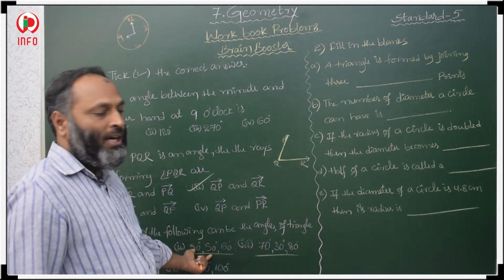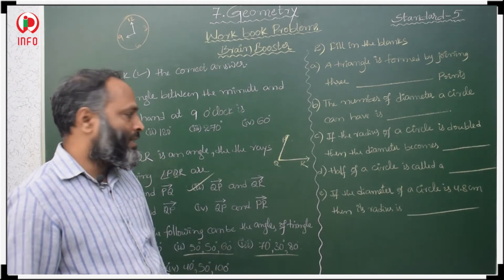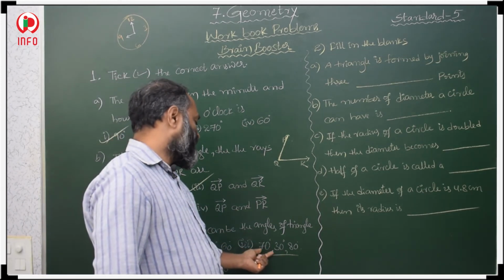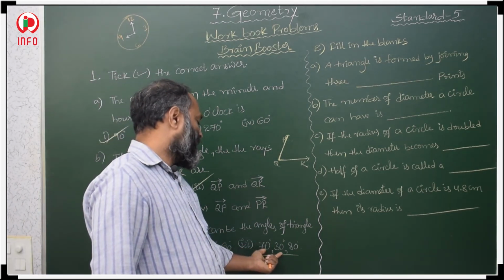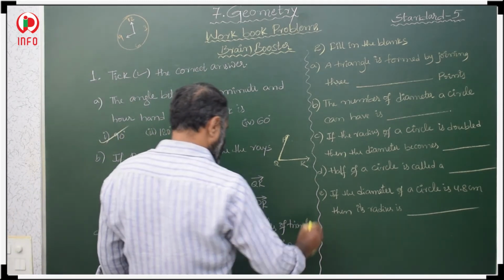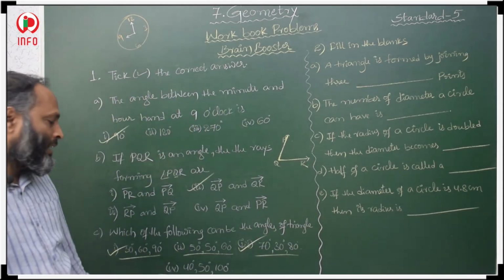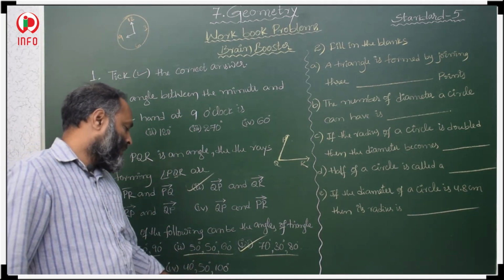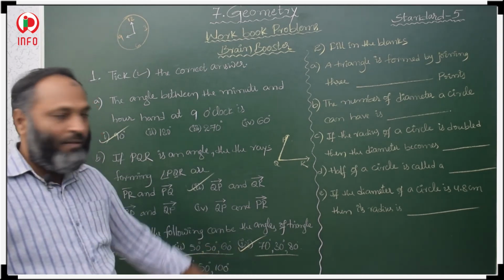50 plus 50 is 100. 100 plus 60 is not 180, so it is not correct. Next, 70, 30: 100. 100 plus 80 is 180. This one is also correct. The third one is also correct. Then 40 plus 50 is 90. 90 plus 100 is 190. So these two sets sum to 180 degrees.